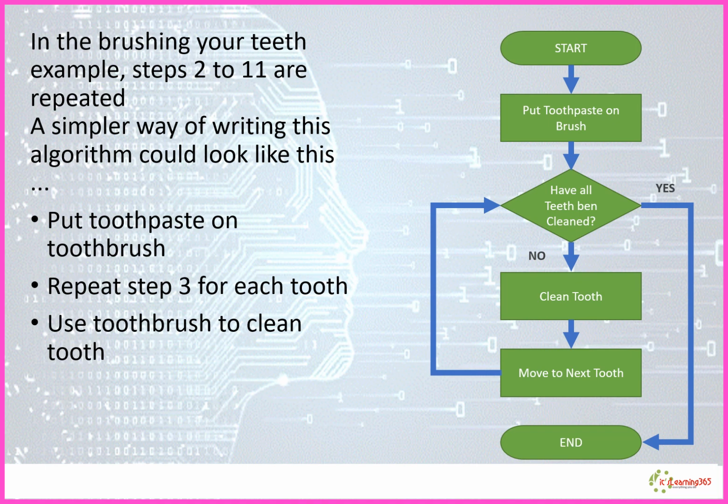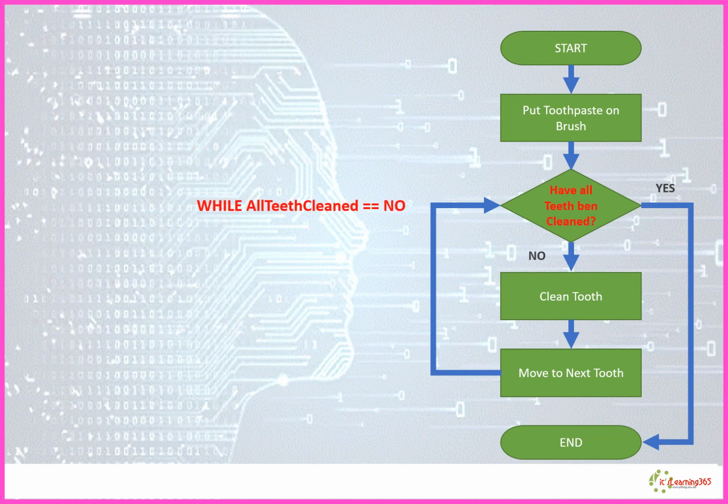So I could show my algorithm for cleaning my teeth in a flow chart just like the one on the right hand side. Let's go through it and look at how it works in a little bit of detail. So the first thing I do is put the toothpaste onto my toothbrush. Then I need to do a quick check and make a decision. Have all of my teeth been cleaned?